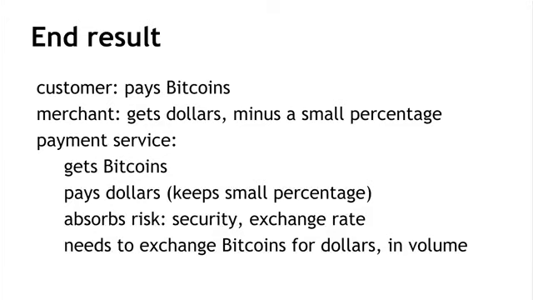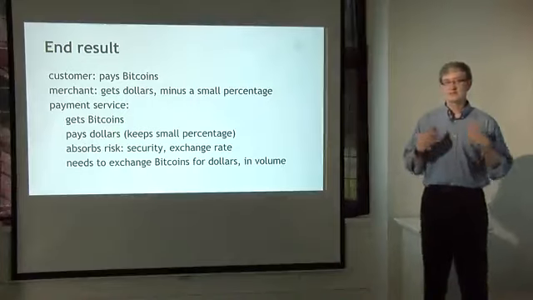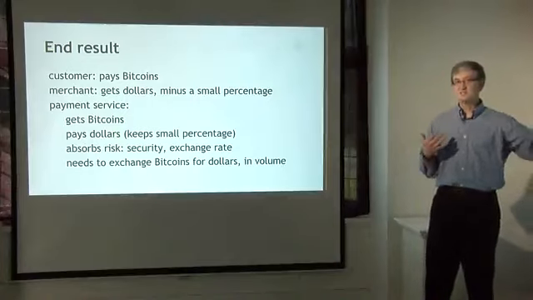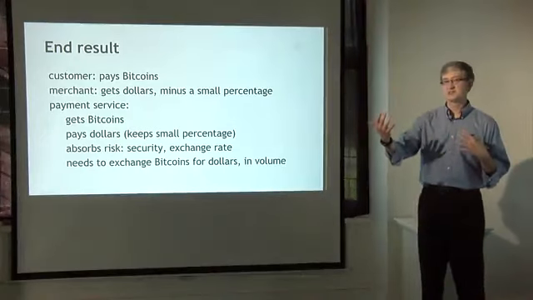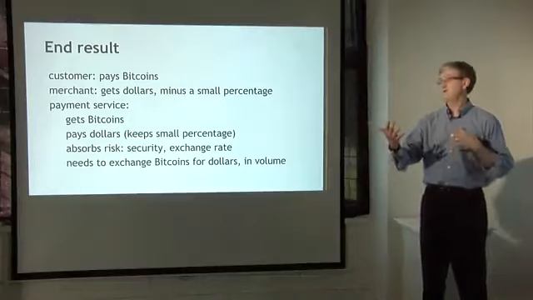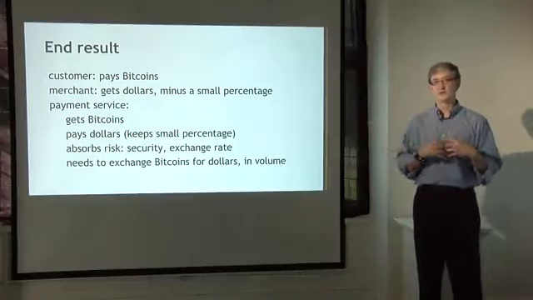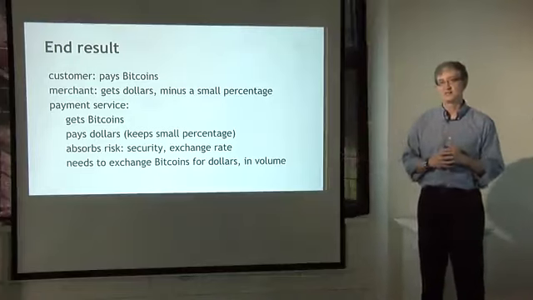If the price of dollars against Bitcoins fluctuates wildly, the payment service might be unhappy. Then again, if it fluctuates wildly in the other direction, the payment service might be happy, but that risk, that uncertainty, and absorbing it, is part of what the payment service does. One thing to note here is that the payment service, if it's operating at large scale, is receiving large numbers of Bitcoins and paying out large numbers of dollars. And therefore, it's going to have a constant need to exchange the Bitcoins it's receiving for more dollars so that it can keep this whole cycle going.